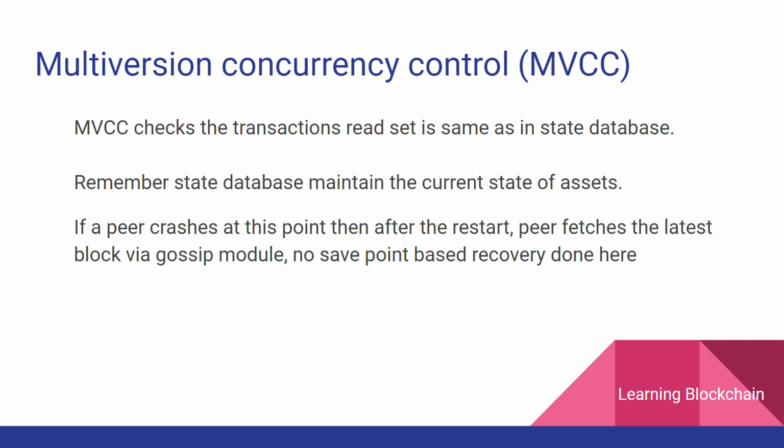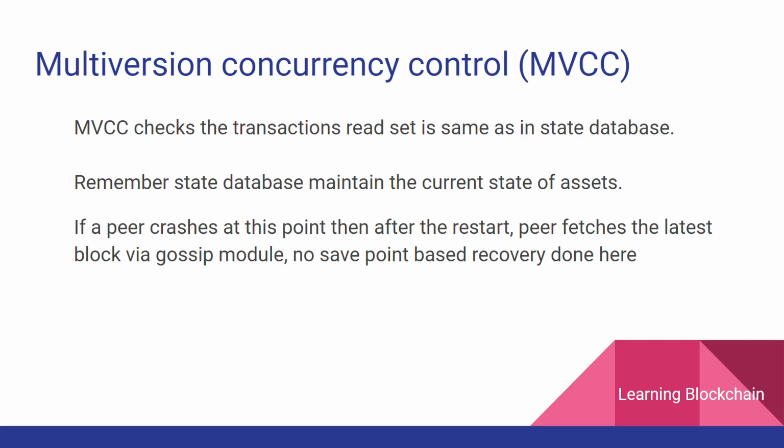there will be no such mechanism to know that VSCC has already been done, because this is sequential. First is gossip, then VSCC, then MVCC. So there is no checkpoint or save point present that will know that okay, I have already done the VSCC and I have moved to this MVCC. No, this is not present inside Hyperledger Fabric. It will start again from the gossip module.